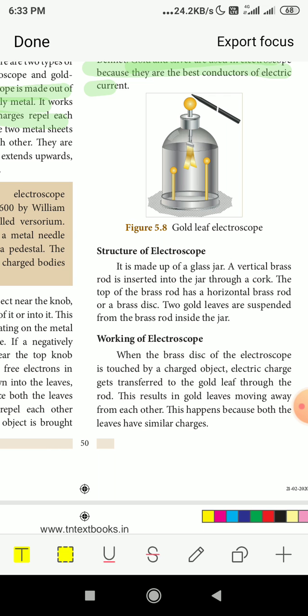When they are moving away, what does it mean? It means they have like charges. So like charges will repel. When both the leaves have to come together, that means it should be one positive and one negative charge. Then only will they attract each other. Okay.